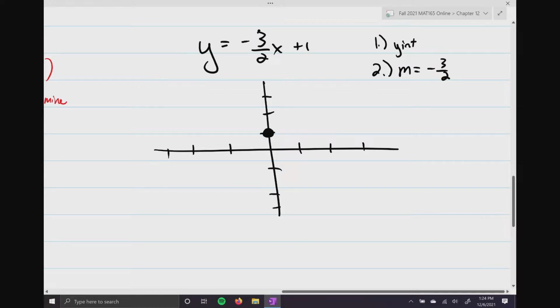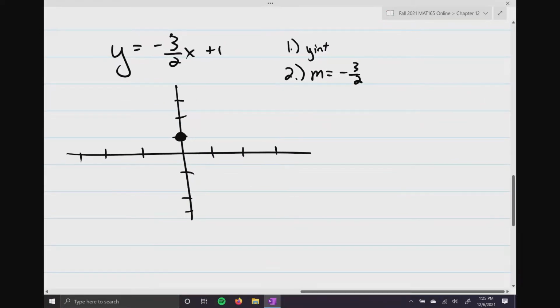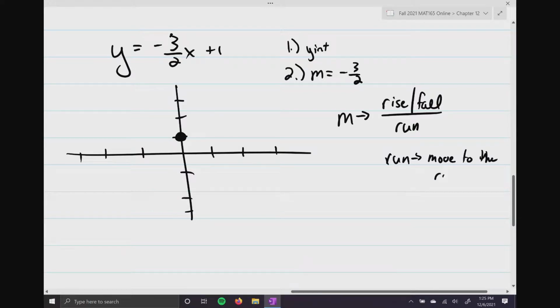Now I know, and I said this earlier, and I said it's only 50% correct. A lot of us think of slope as rise over run, and that is just wrong. It's not only rise over run. Slope can be fall over run as well. So let me write that here. Slope is rise or fall over run. And the key to this is that when we run, you always move to the right. Always.